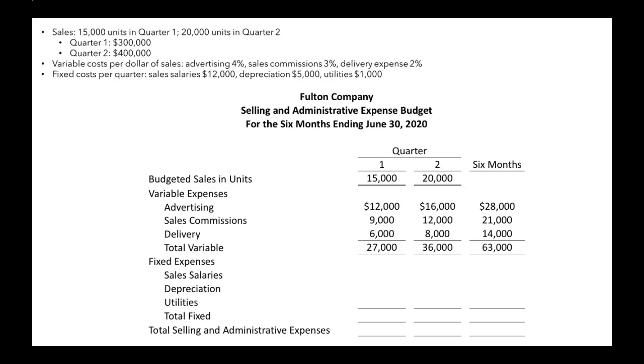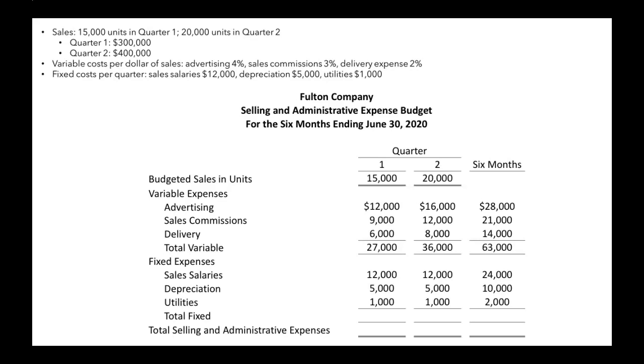Now we can move on to fixed expenses. So the first one listed here are sales salaries. And we're told that that's going to be $12,000 per quarter. So it's $12,000 in quarter 1, $12,000 in quarter 2. So when you add those two together, in the first 6 months of the year, you will have $24,000 worth of sales salaries. Depreciation is $5,000 per quarter, or $10,000 for the first 6 months. And utilities is $1,000 per quarter and $2,000 for the first 6 months.